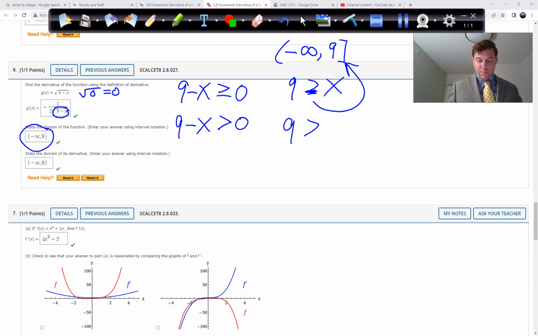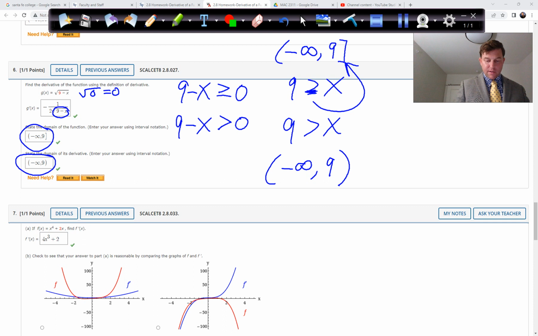Then we add x to both sides, and this would be still negative infinity to 9, but now we use parentheses because we're excluding 9. Can't let x equal 9. If I did, I'd get 0 in the denominator, and we have a problem. That's problem 6.